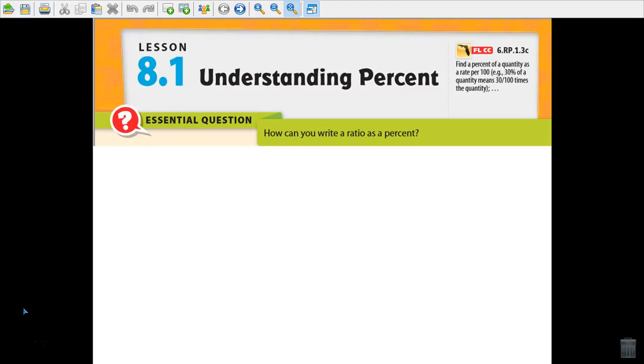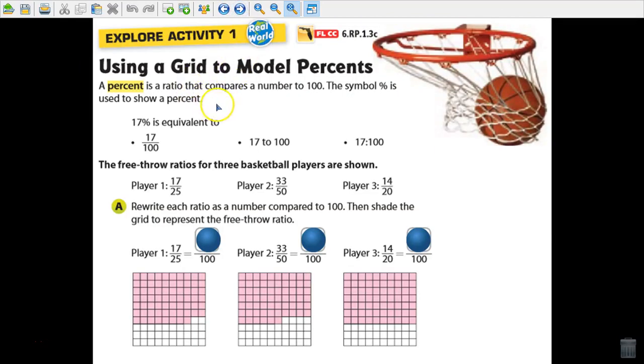Newest episode, we're going over lesson 8.1, Understanding Percent. So, using a grid to model percents. We will not be using models in class, but let's go over it.